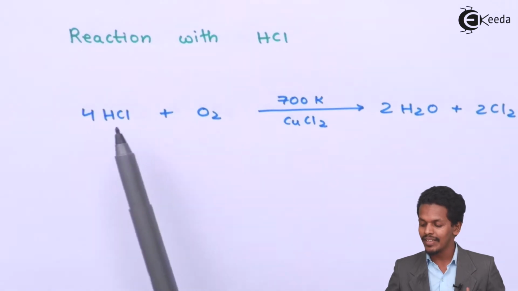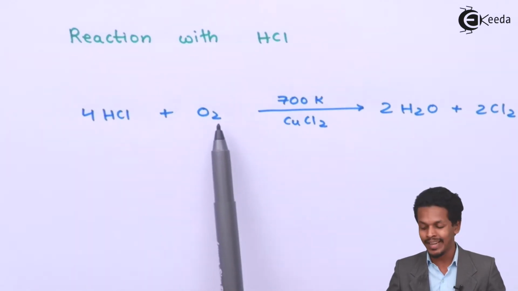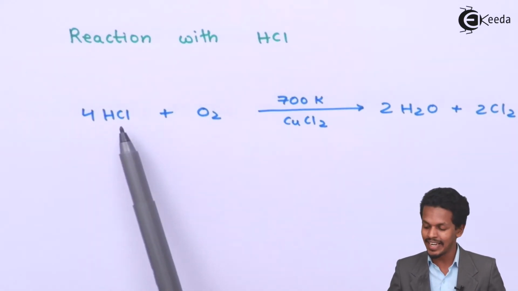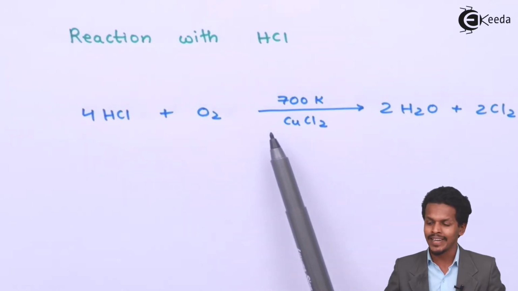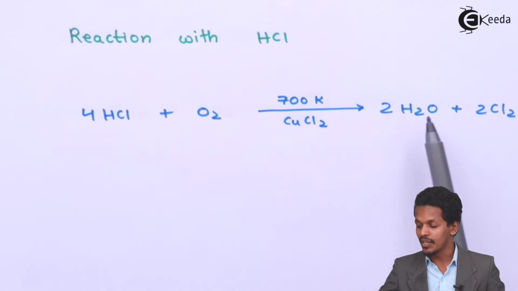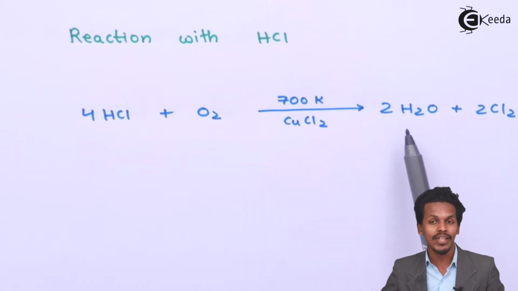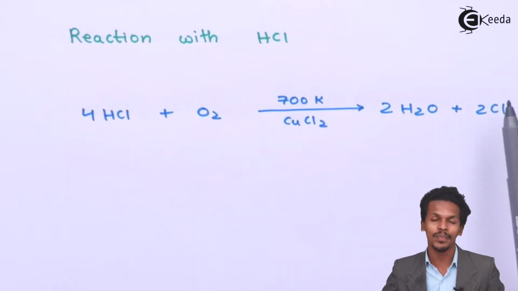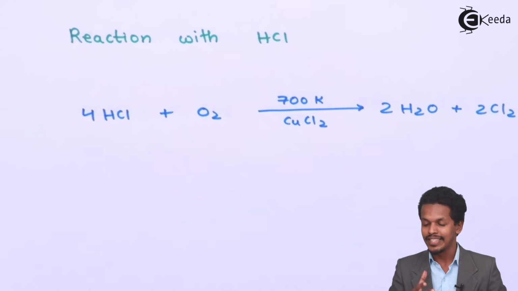So in this case, whenever HCl is reacted with O2, 4 moles of HCl are reacted with O2 in the presence of a catalyst, CuCl2, at a temperature of 700 Kelvin. The products we get are water along with chlorine molecules. So this is the reaction of oxygen with HCl.